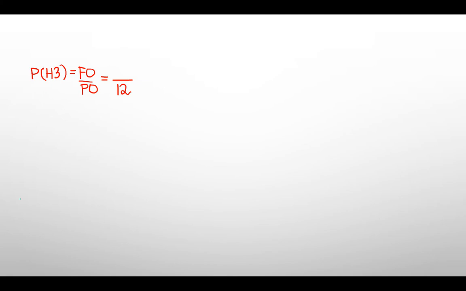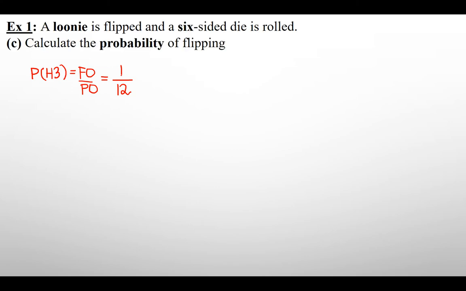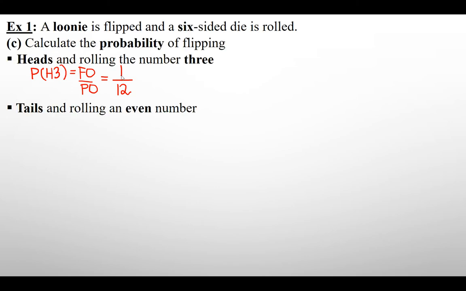So if I go back to this now, there's one favorable outcome. There's only one way you can get heads followed by the number 3, and that is 1 divided by 12. Now we like to express probability as a fraction, a decimal, and a percentage. So I'm going to convert this into a decimal number by taking the numerator and dividing by the denominator. So 1 divided by 12. This is going to give me a repeating decimal number, though.